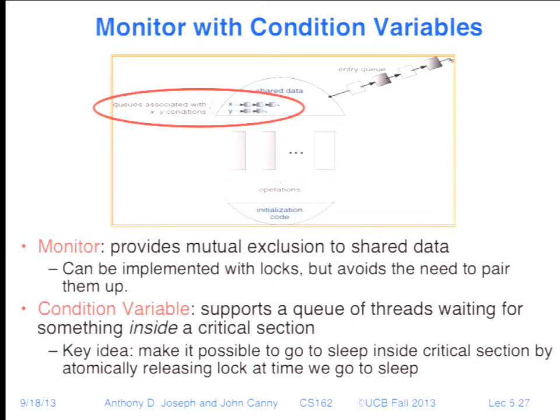And the condition variable supports a queue of threads waiting for something inside of a critical section inside of the monitor. So the idea is to allow the thread to go to sleep if it is waiting on something inside the critical section by atomically releasing the lock. Very similar to what we've been doing up to this point.